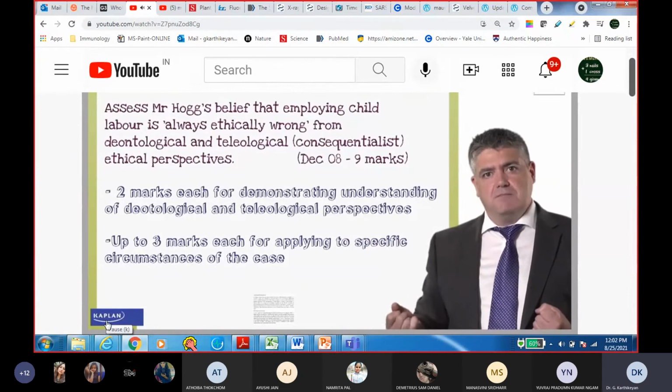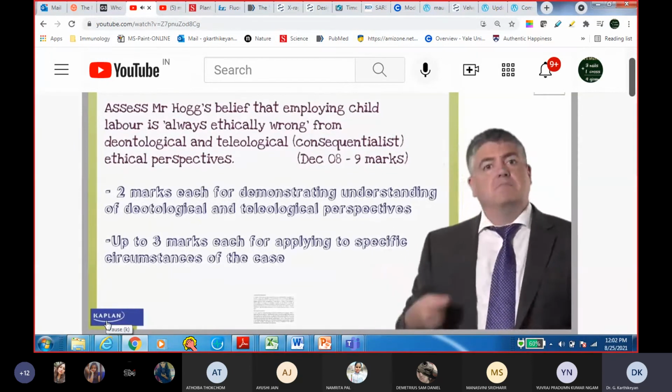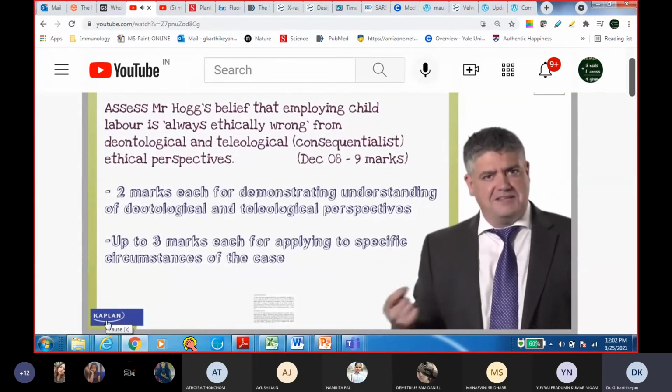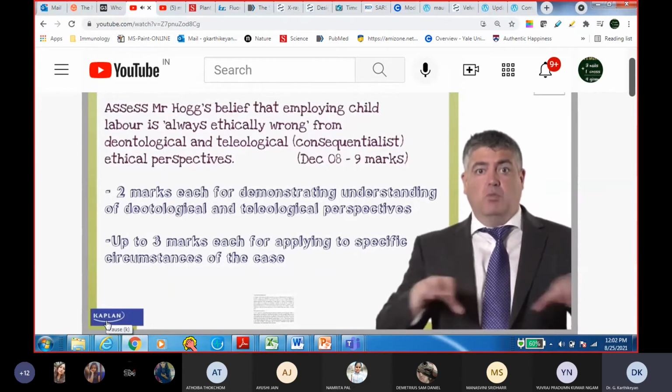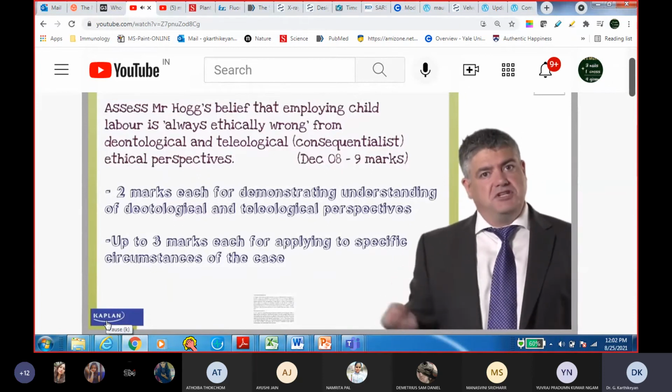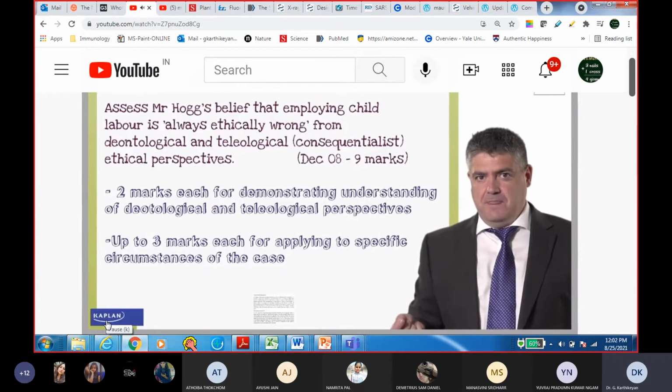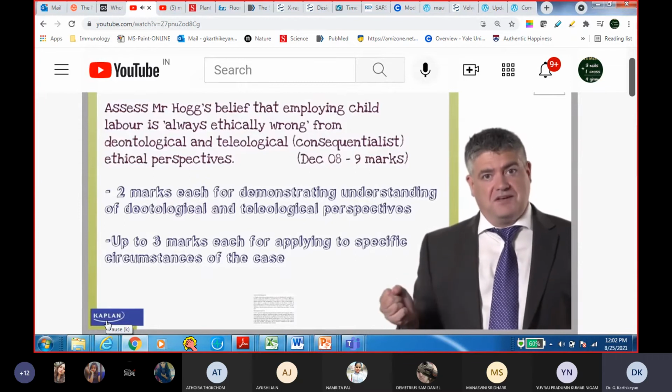In the question, it says that Mr. Hogg believes that employing child labour is always ethically wrong. That implies to me always. You can't justify it no matter what the outcomes. Well, that suggests he is deontological. But you had to assess it from both sides.